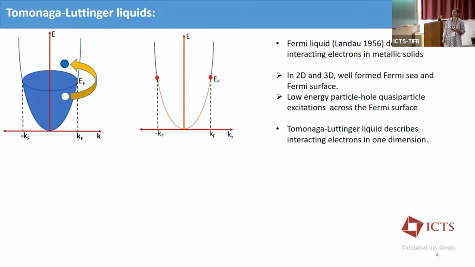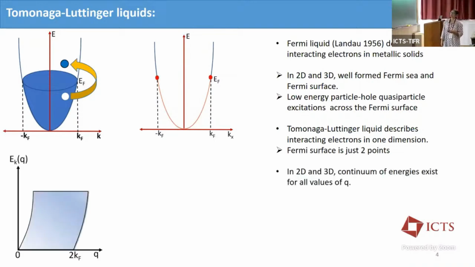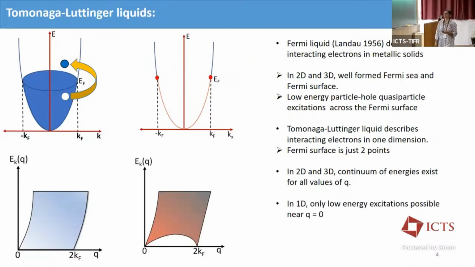And the theory for this was constructed by these 2 gentlemen, Tomonaga and Luttinger, and they describe the interacting electrons in 1 dimension. Okay? So the Fermi surface, as I said, is just 2 points. So for 2 dimensions and 3 dimensions, what you have is a continuum of energies that will exist for all values of Q. This situation changes when you are in one dimension because the excitations can happen only across these 2 points. If you want to go away from these 2 points, you have to pay a lot of energy cost. So therefore, there exists a forbidden region between these values of Q here where you do not have this continuum of energy. And these particle-hole excitations in one dimension are bosonic in nature, and the theory for these was described by Tomonaga and Luttinger. Okay.